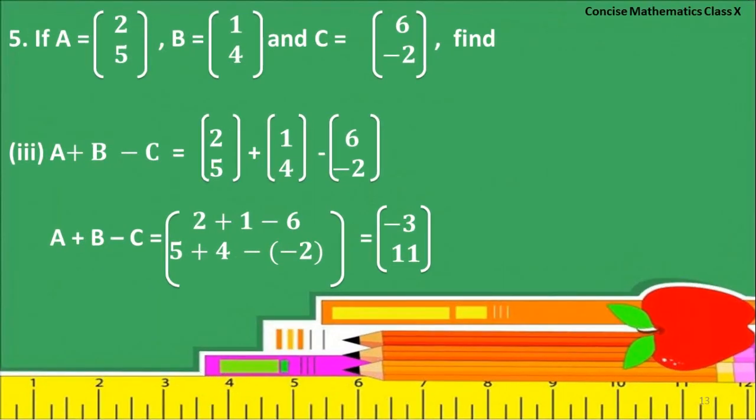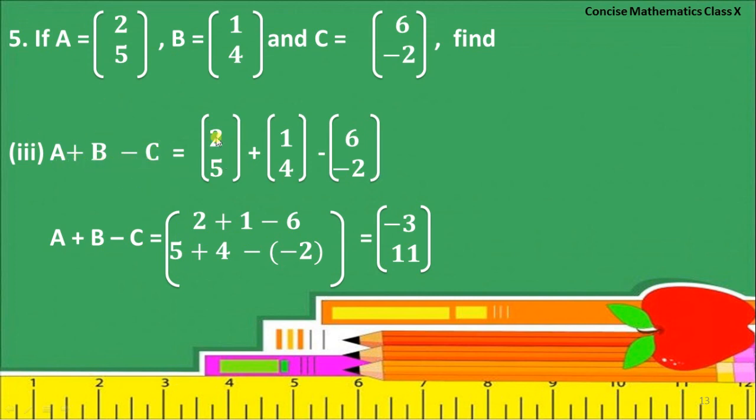The sub question 3 says to calculate A plus B minus C. This can be done in 2 steps or we can take it in a single step also. Consider the matrix A, the matrix B and matrix C. Of course, all the three matrices are of the same order 2 by 1, that is 2 rows, 1 column. Start adding and subtracting each element according to the given condition. A plus B minus C.